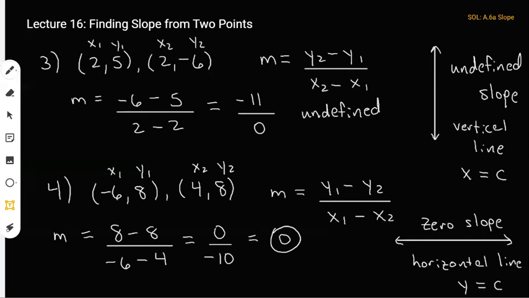So finding slope between 2 points is fairly easy. You just need to know the right formula and how to use it.